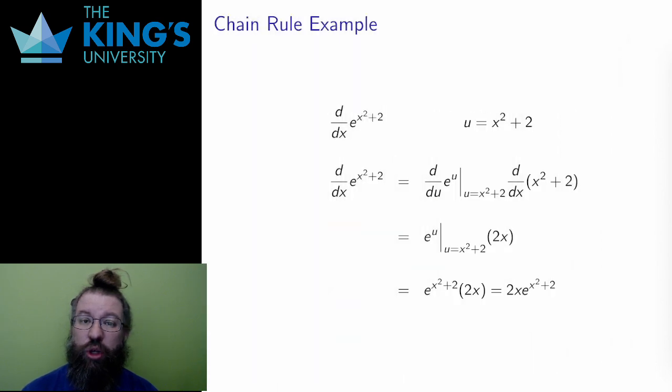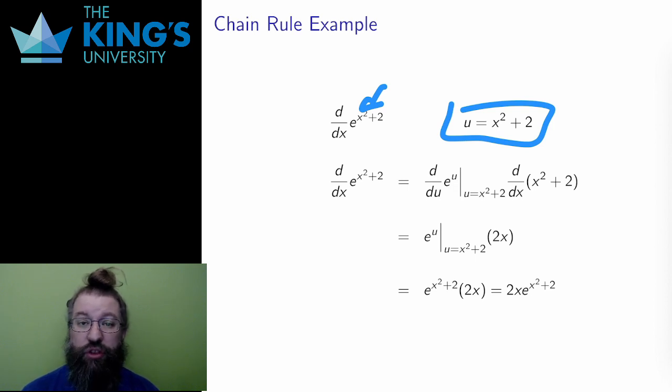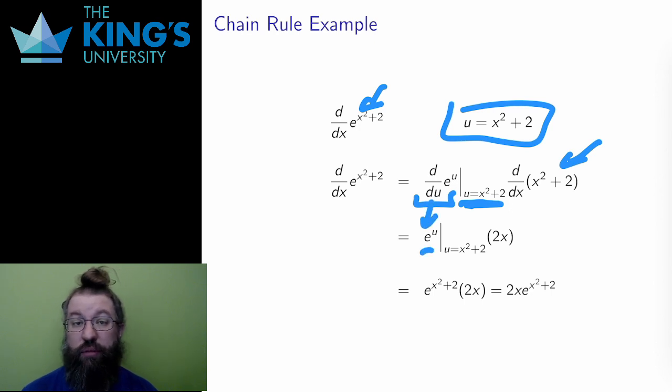Here is a slightly more complicated inside function. U is equal to x squared plus 2. I write the form of the chain rule: the derivative of the outside e to the u using the temporary variable u, the evaluation bar for the eventual replacement of u, and the derivative of the inside, d dx of x squared plus 2. The derivative of the exponential base e is the same function again, e to the u. The derivative of x squared plus 2 is 2x.